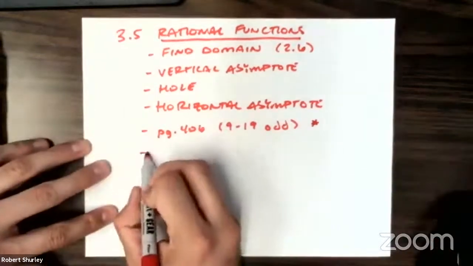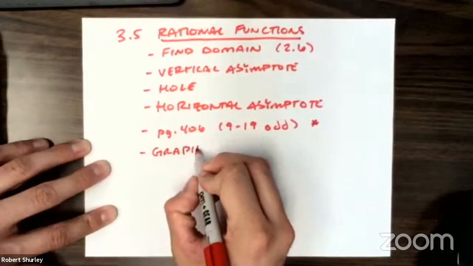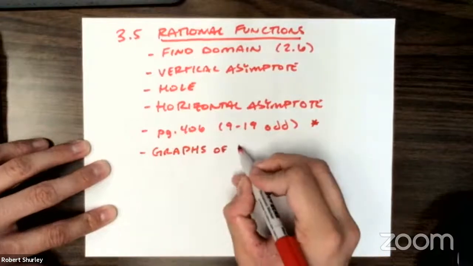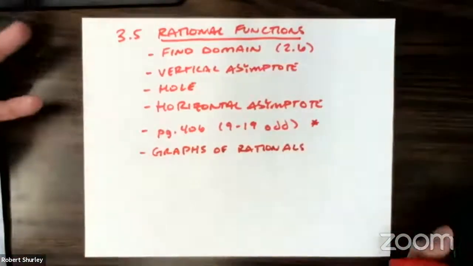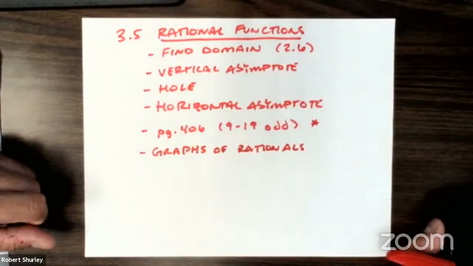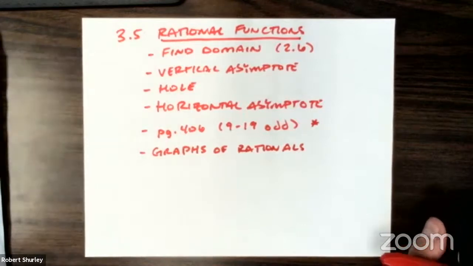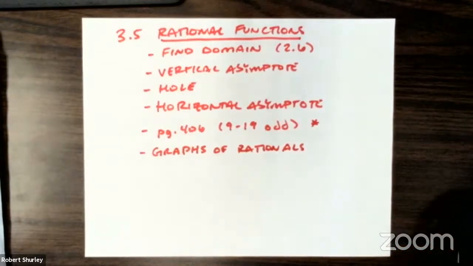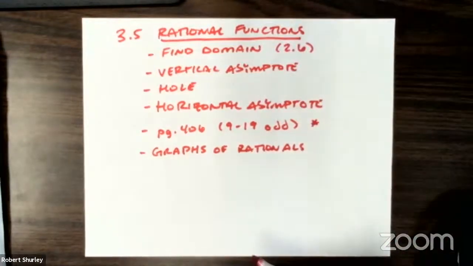And then lastly was just the graphs of these, putting all this together. Now you'll have your calculator, so you'll be able to see it, but that will be a part of this test. So that is all of 3.5. That's what you need to know from 3.5 for the test. And this should probably be the longest list compared to 3.6 and 4.1.